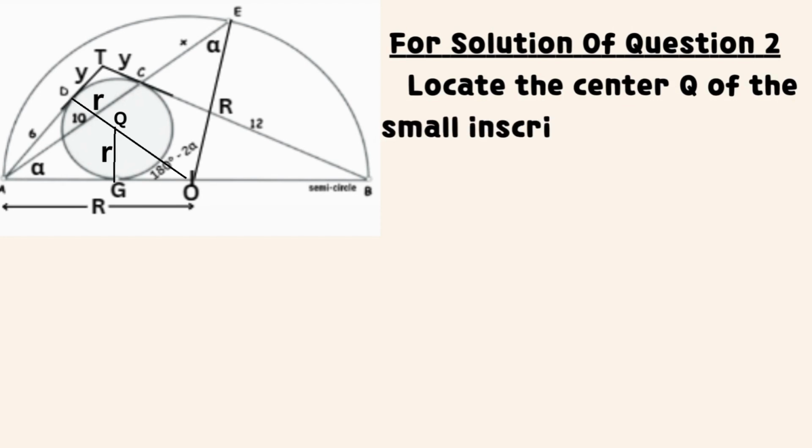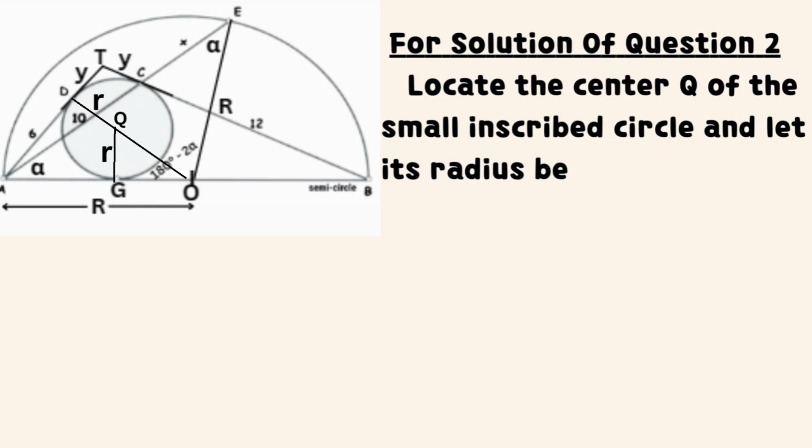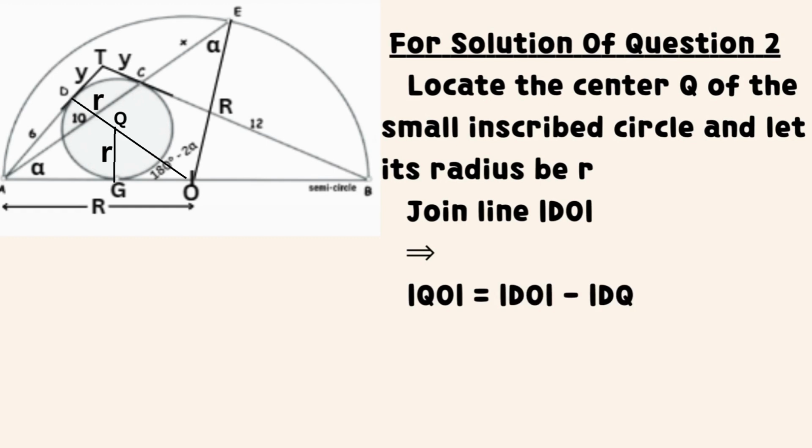Let us find the answer to question 2. Locate the center Q of the small inscribed circle and let its radius be r. Join line DO. It signifies that line QO equals the radius of the semicircle minus the radius of the small circle r. This result equals 9 minus r, as shown on the screen.